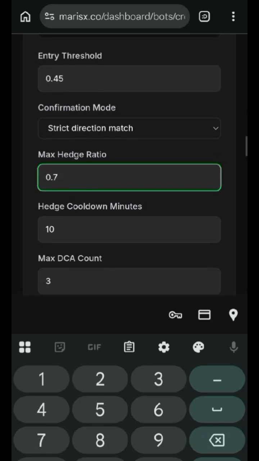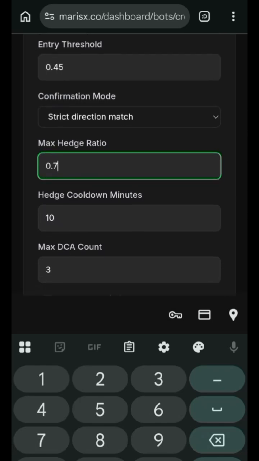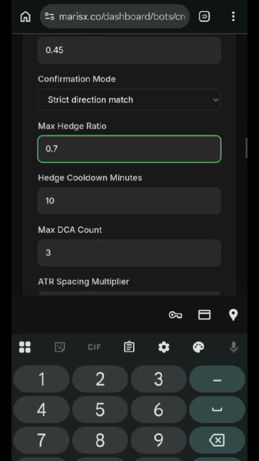And then for hedge cooldown minutes, that means if this trade triggers and it closes, how many minutes will you wait before it re-enters another trade? The default is 10 minutes, so we leave it at 10 minutes.